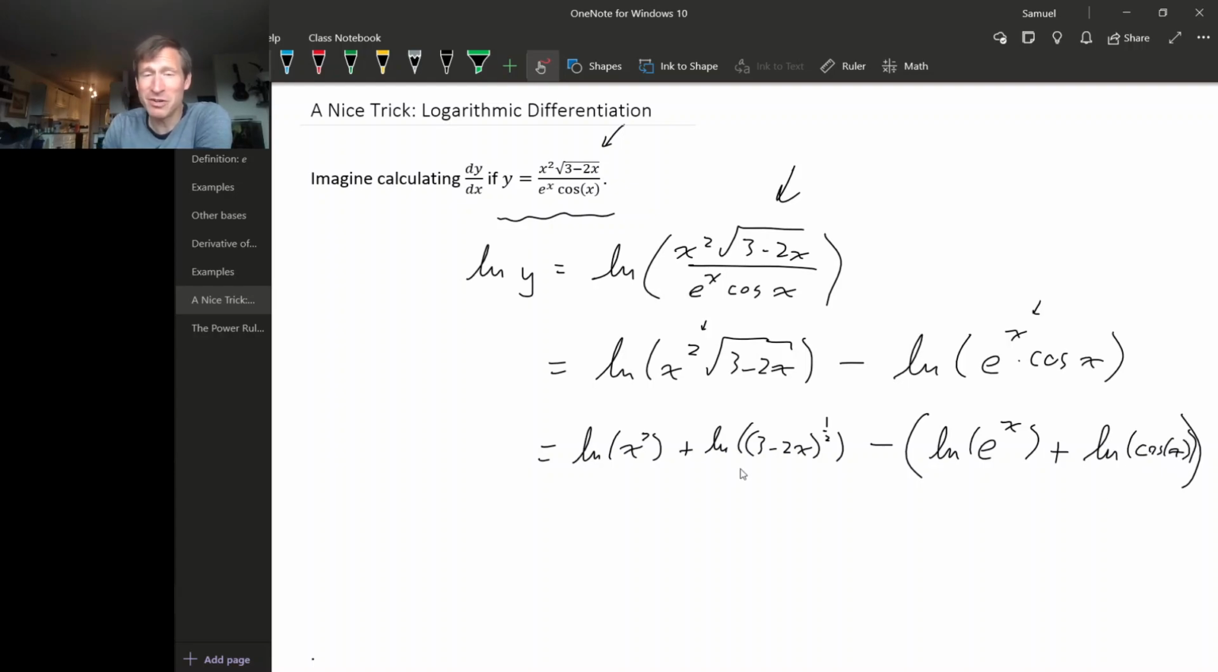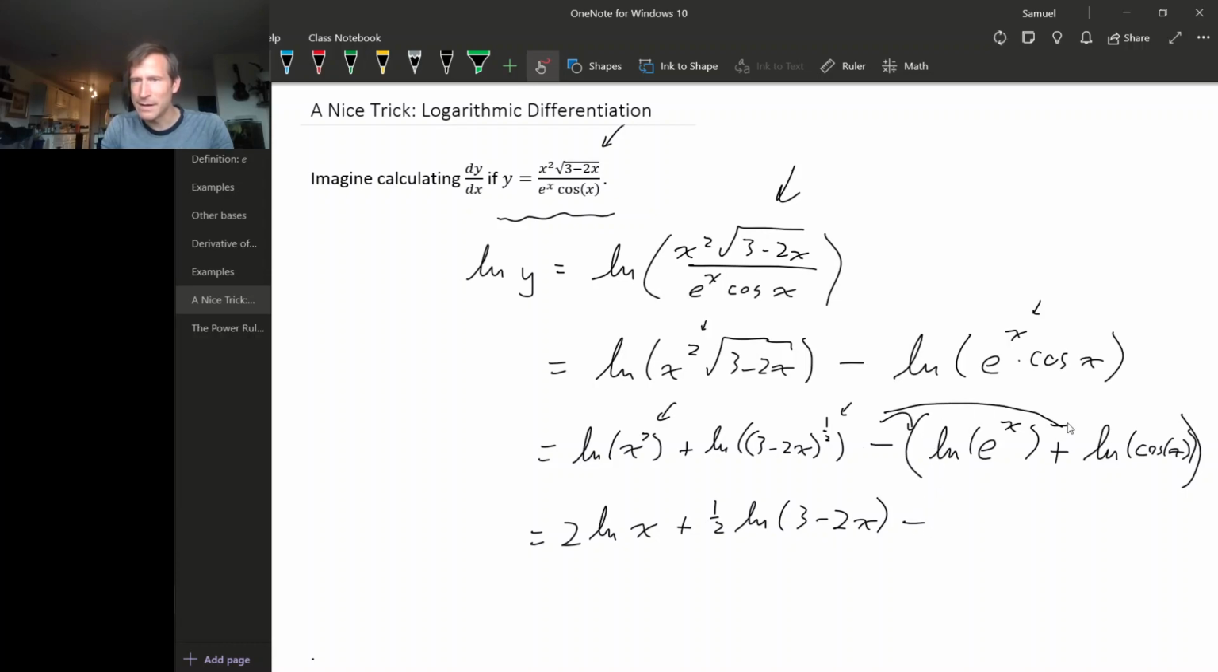All right, well now we can go even further, because here we have some exponents inside of our logarithms, but another property of logarithms says that we can move those down in front. So this gives us 2 natural log x plus 1/2 natural log 3 minus 2x. And then over here, let's distribute this minus sign, I guess, here and here. But also, natural log of e to the x, that's just x. So minus x, minus, and then natural log cosine x. I don't think there's anything we can do to simplify that.